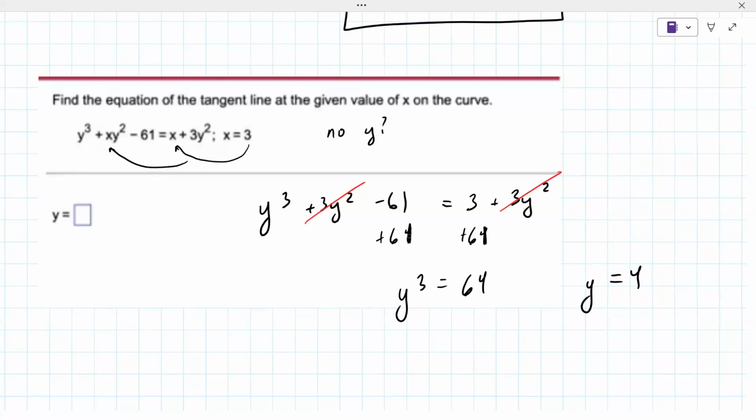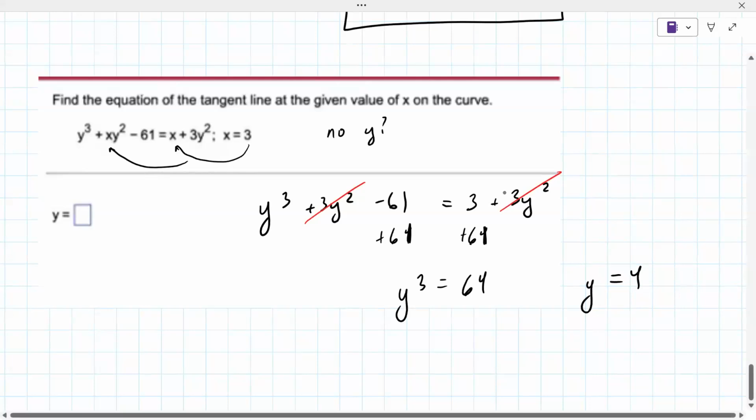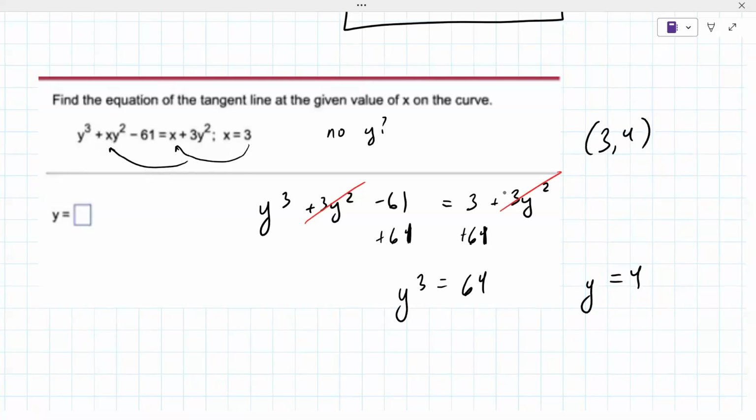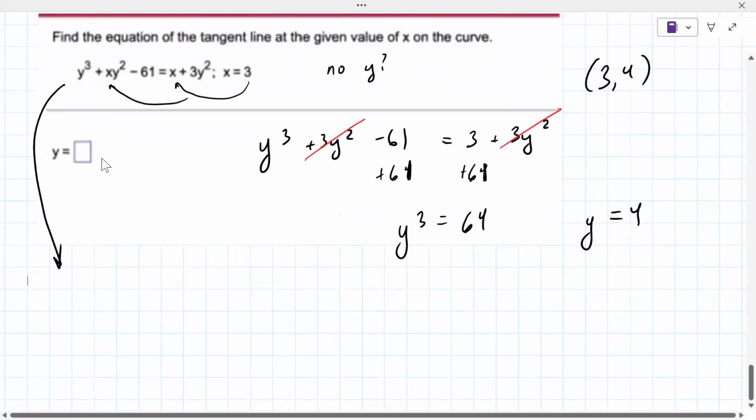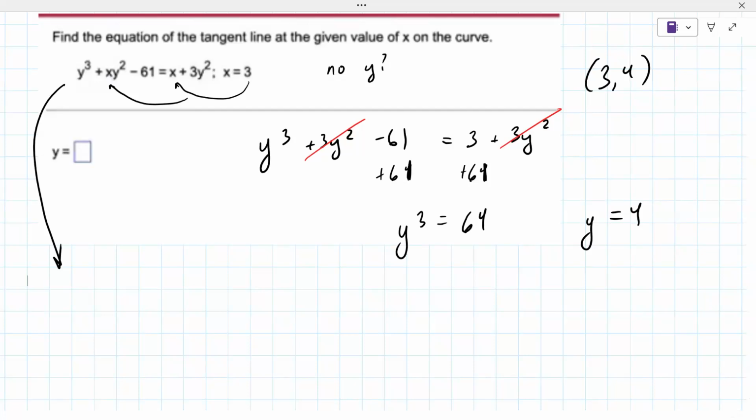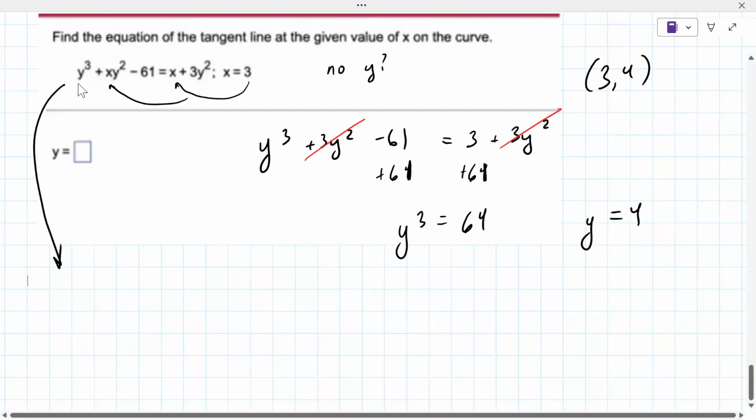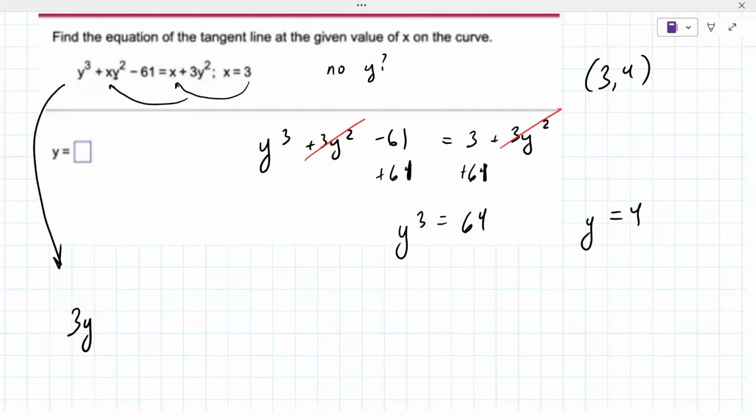Is that okay? Okay. All right, so now we've got the ordered pair 3 comma 4. So now we have to take a derivative of this. Just like the previous ones, when you have a derivative with respect to y, you treat it like an x. So that's 3y squared, but then you add in a dy dx.